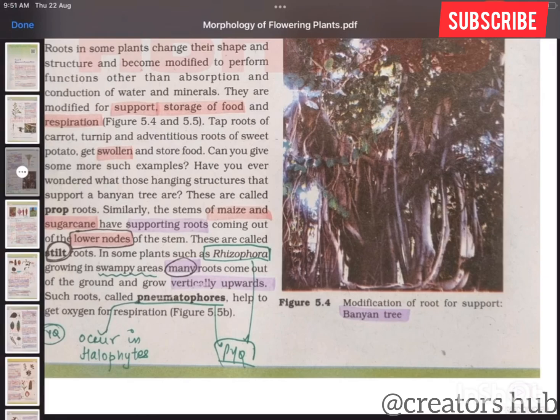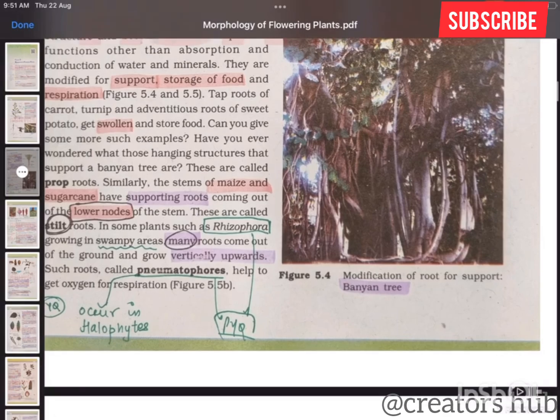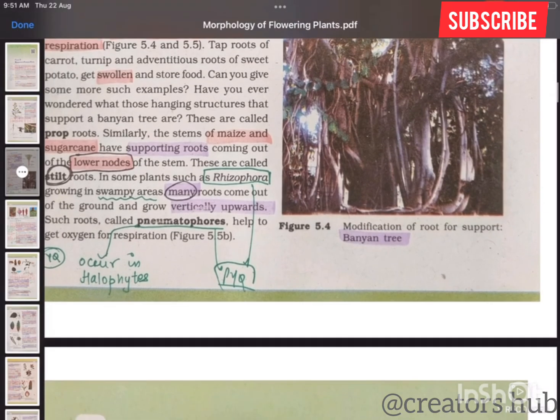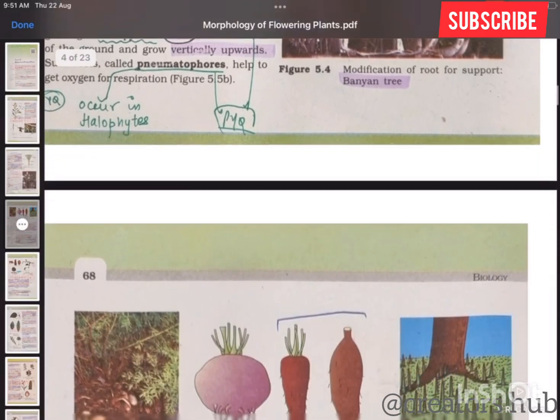In some plants, such as Rhizophora growing in swampy areas, many roots come out of the ground and grow vertically upwards. Vertically upwards, सीधा खड़े होना ऊपर की तरफ. Such roots called pneumatophores help to get oxygen for respiration. ये इनको respiration में help करता है.